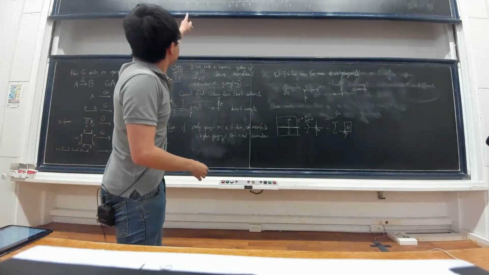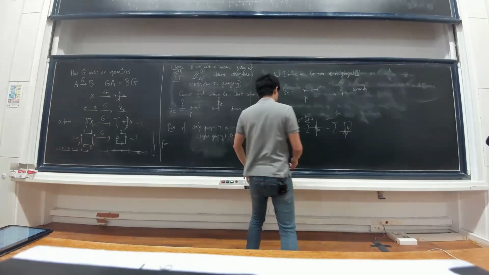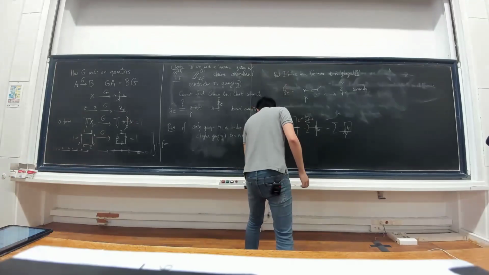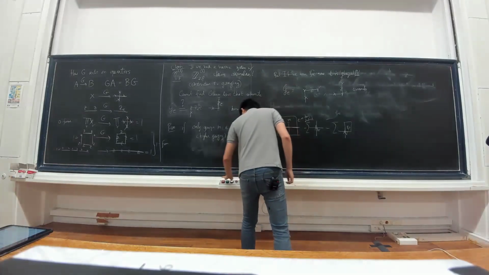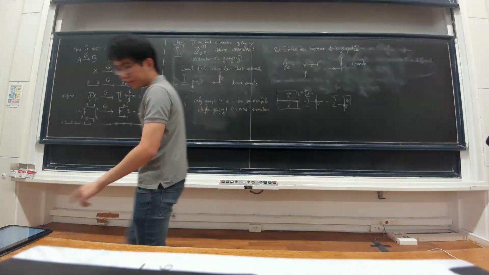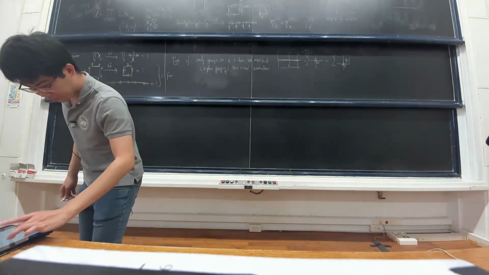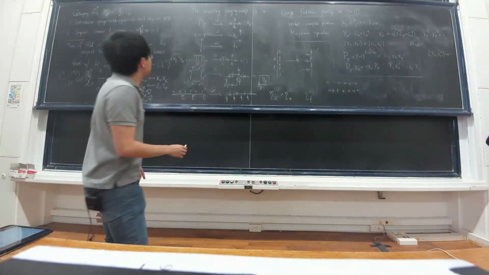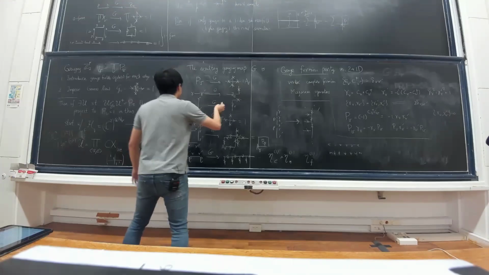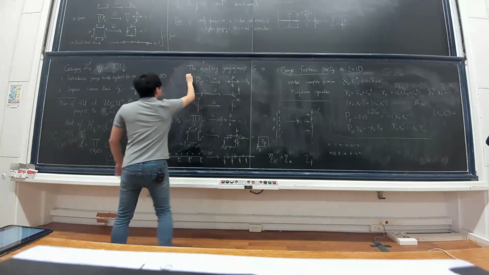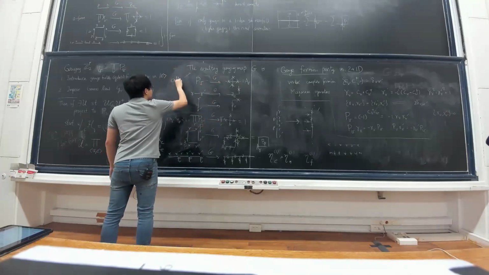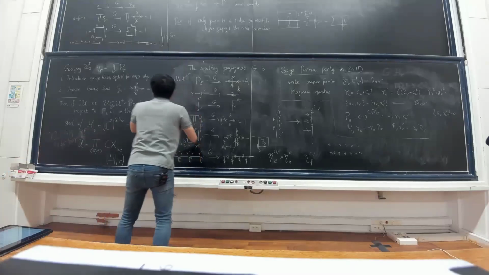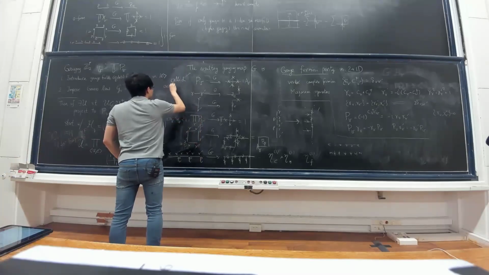Oh, and I should give a reference for this, which I forgot. Before I erase this, let me just mention this gauging map is called the exact bosonization map.